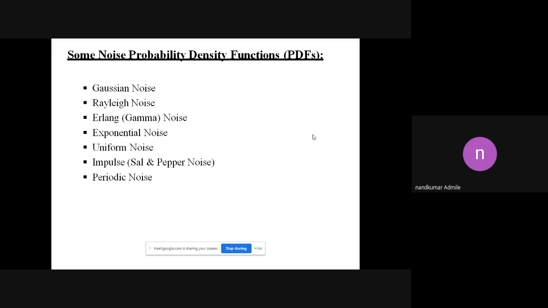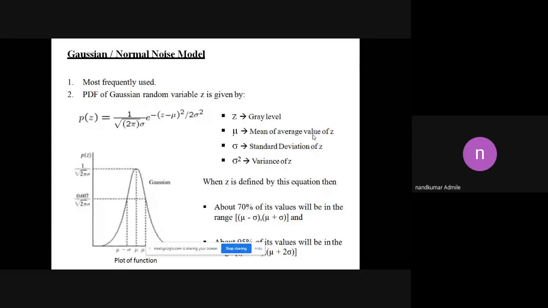What is Gaussian noise, what is Rayleigh noise, what is gamma noise, and how can they be represented using mathematical equations? This part is very important from your exam point of view. Most of the time there is a question on the noise model: what is a noise model, what are the different types of noise models, and how can we represent a noise model.